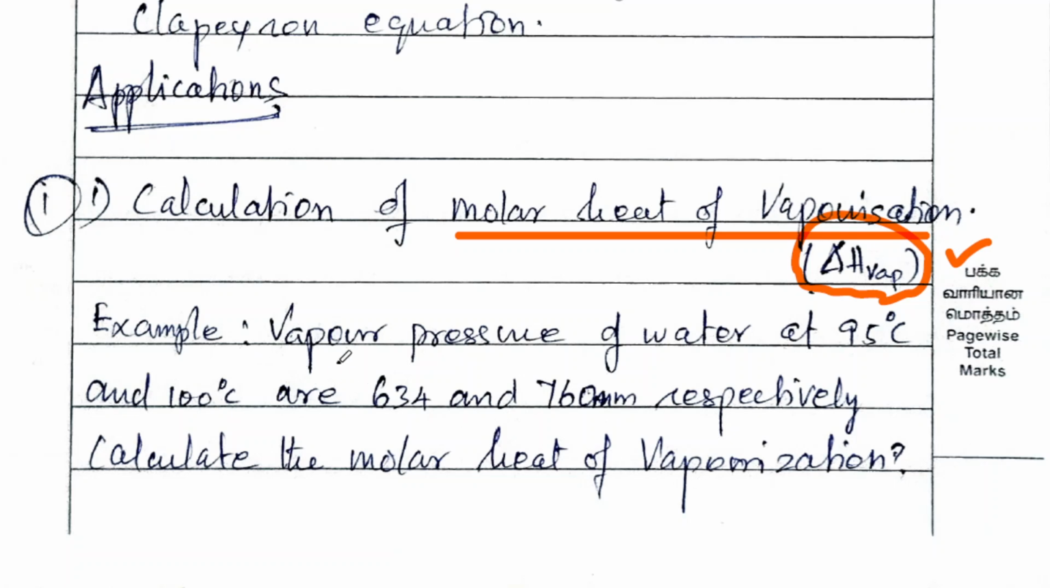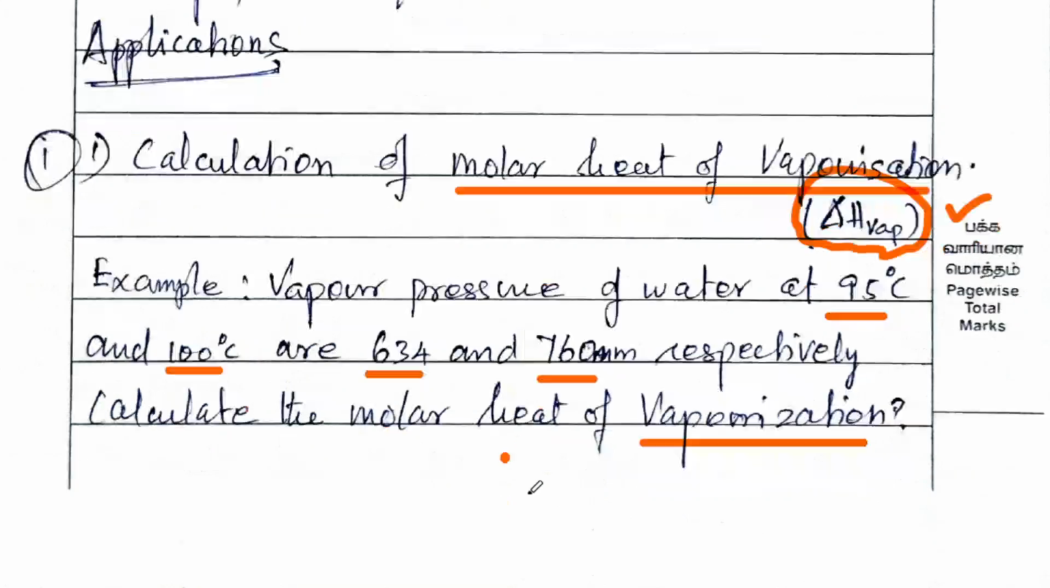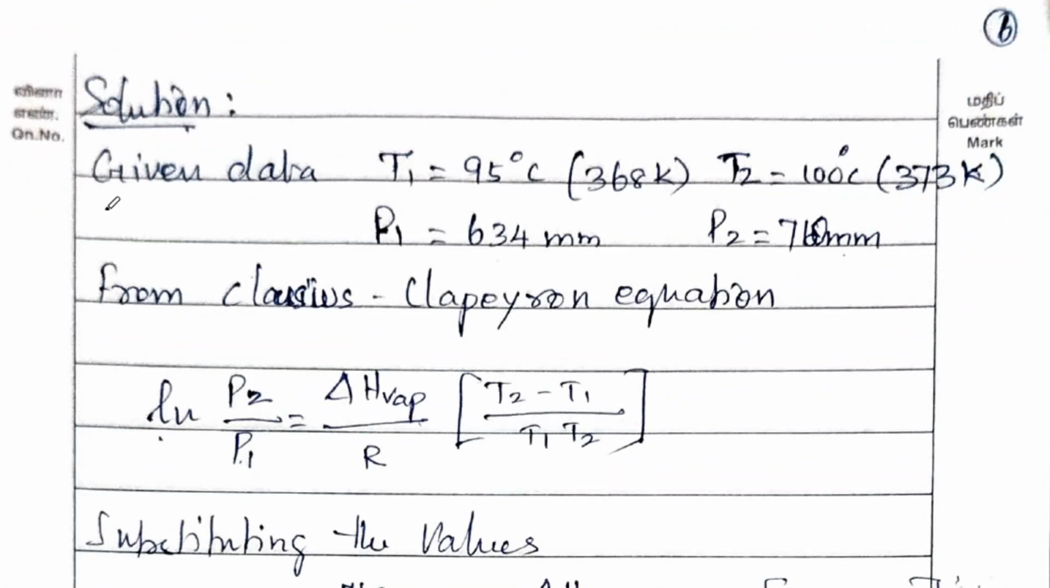Vapor pressure of water at 95 degrees Celsius and 100 degrees Celsius are 634 and 760 mm respectively. Calculate the molar heat of vaporization. This is the problem that we have now. Let us solve this problem. The solution to this problem is this.